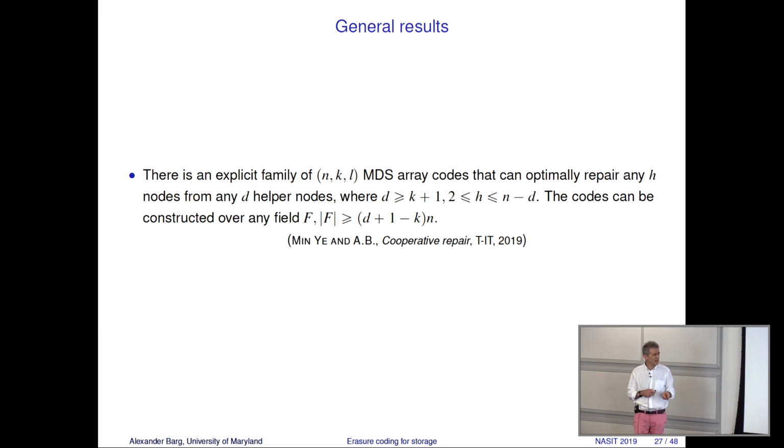The general results are as follows. There exists an explicit family of MDS codes that can optimally repair any H from any D, where D is K plus 1 or more. The number erased is anywhere from 2, since this is cooperative, to N minus D. The codes are over any field of size at least (D plus 1 minus K) times N. So the paper was published this year. It appeared as a preprint maybe a year and a half ago.